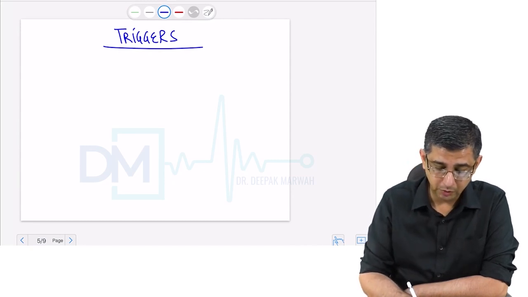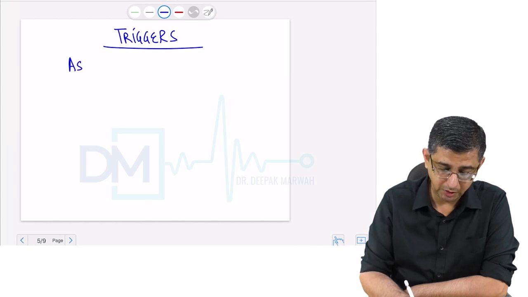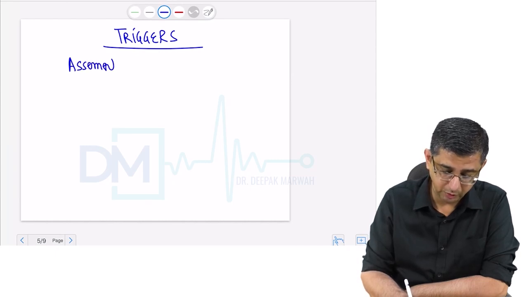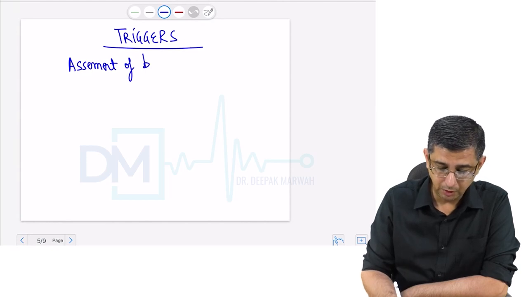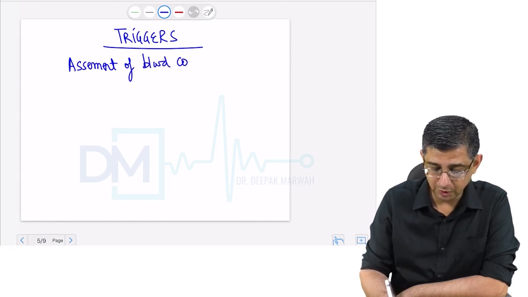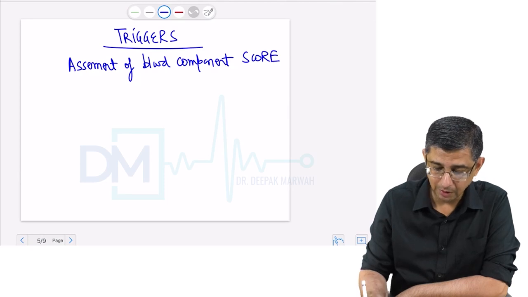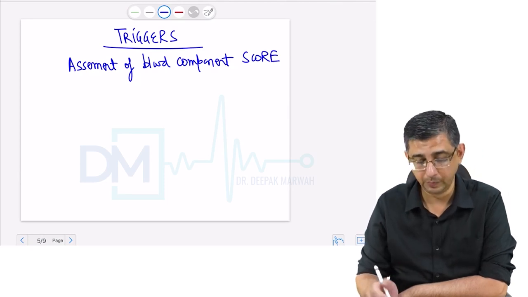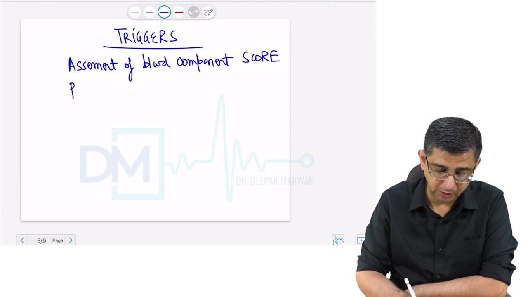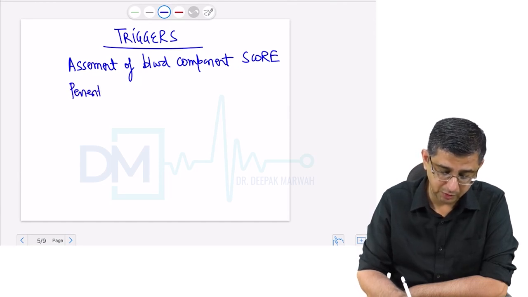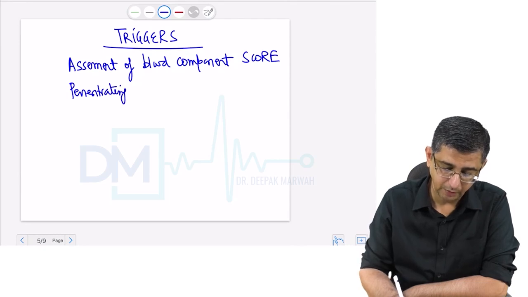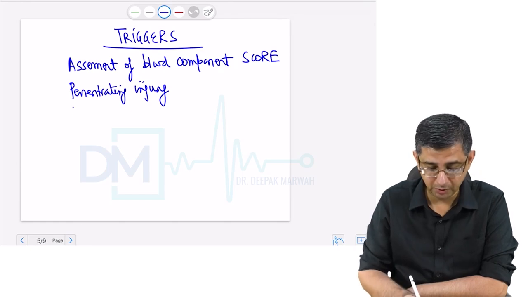The trigger will be most of the time a score that is called ABC, that is assessment of blood component score. If the value of this assessment of blood component score is more than 2, then the person definitely requires a massive transfusion protocol. The components of this ABC score are: one, presence of penetrating injury. The second component to be remembered is positive FAST.